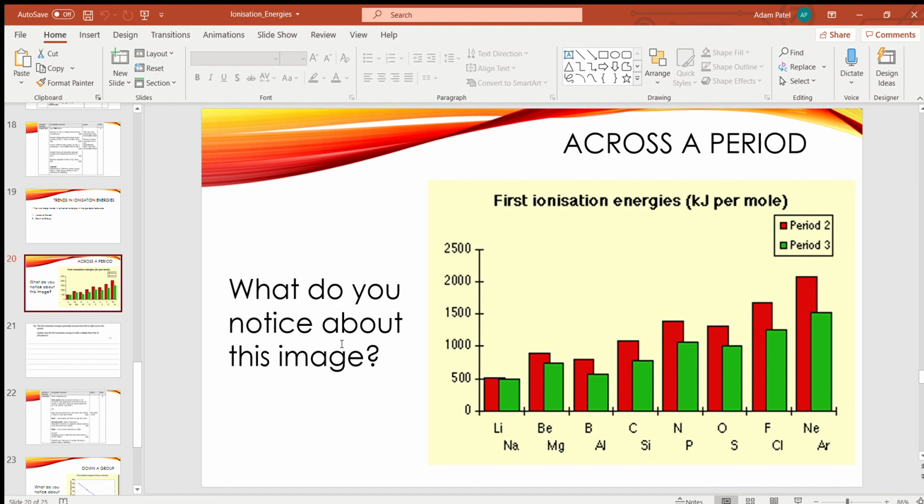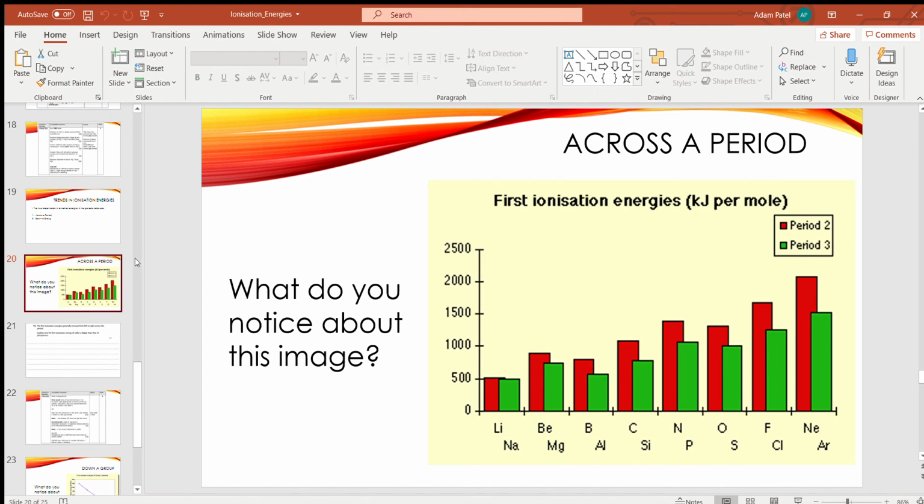But as you go across the period, generally your first ionization energy increases because you have more protons as you go across the period. So for example, Na has 11 protons, Mg has 12 protons, aluminium has 13 protons, and so on. So the more protons you have in your element, the more positive that nuclear charge is.